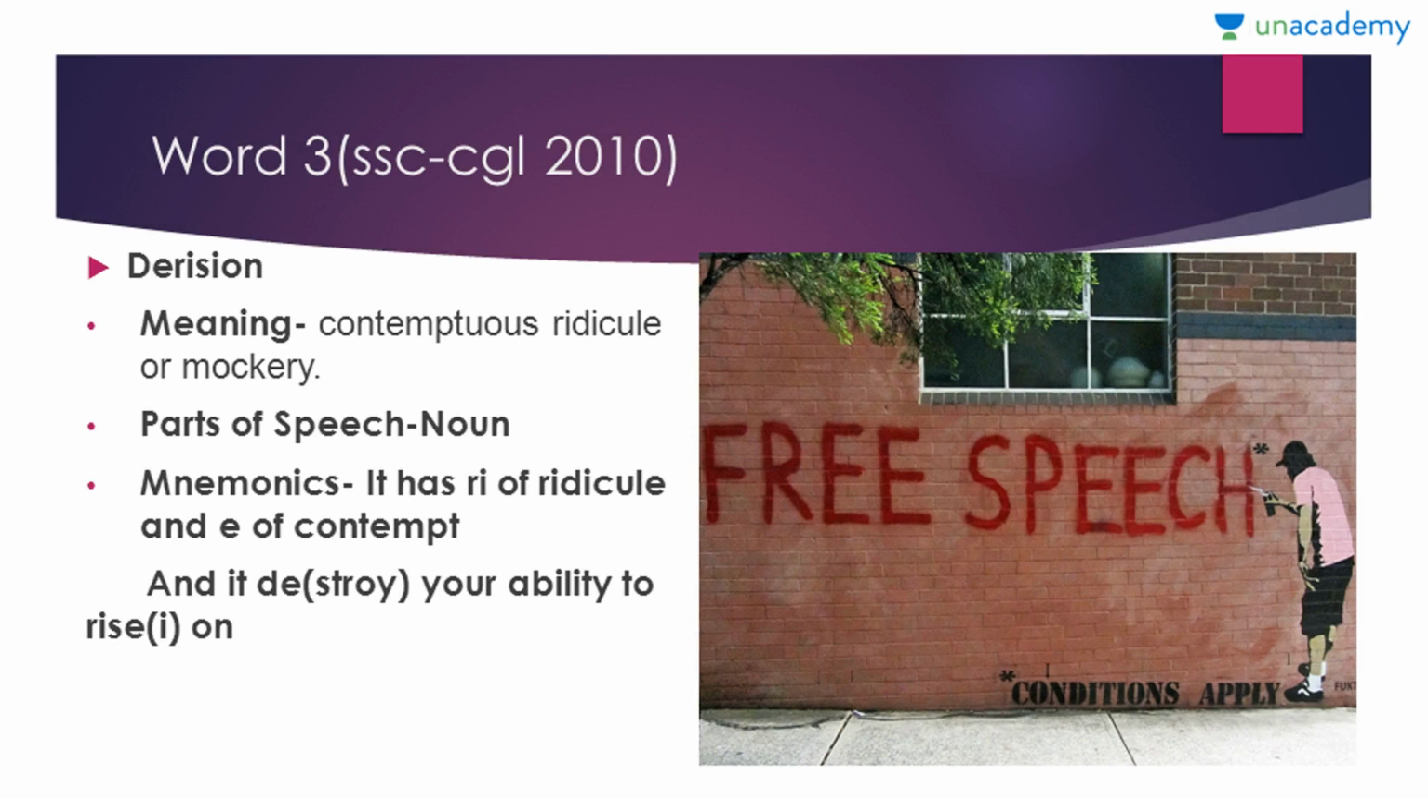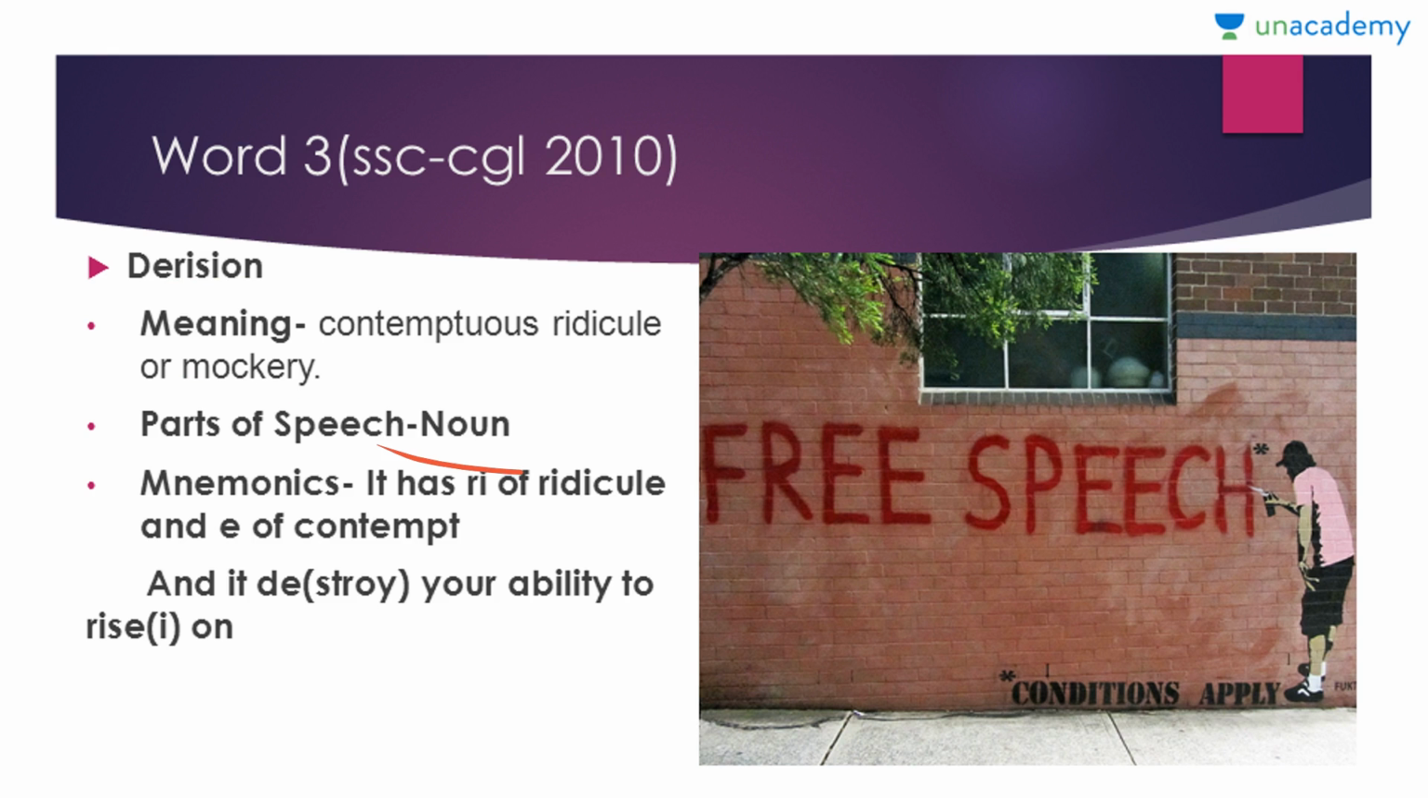Moving on, our third word, again from the same examination, is derision. Derision means contemptuous ridicule or mockery. Ridicule or mockery is when somebody is trying to criticize you in a subtle manner, a manner which is not very obvious, but obviously it is there to criticize you, to show contempt for you. So that is the meaning of these two words.